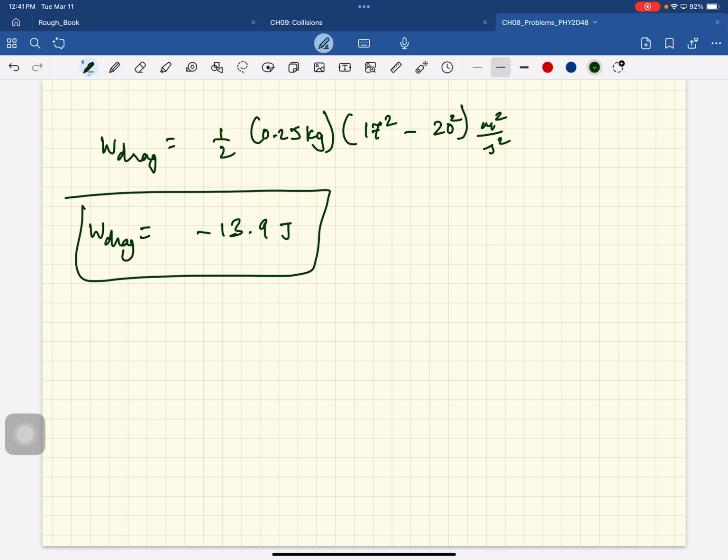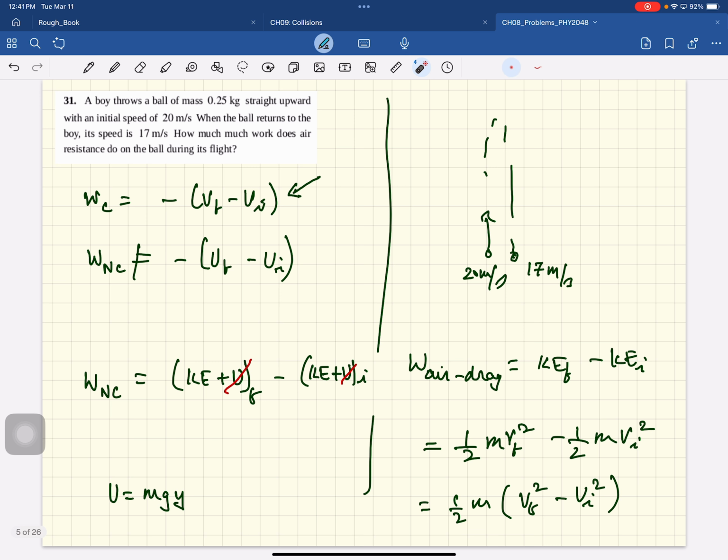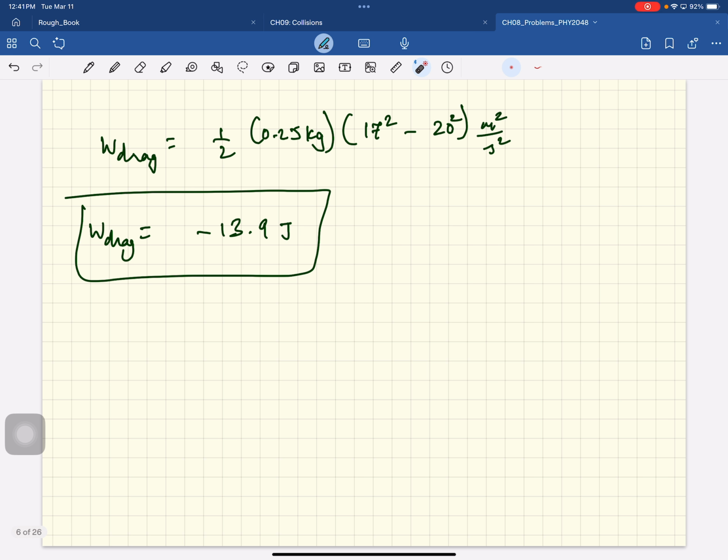Okay, so the drag forces, what this is saying is the drag forces reduce the mechanical energy by 13.9 joules. What happened to that energy? Energy is not created or destroyed, so what happened to that energy? It was converted into energy, like thermal energy. Yeah, it was converted to heat. That's what friction does.